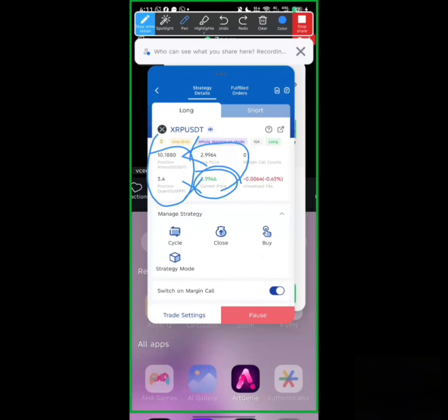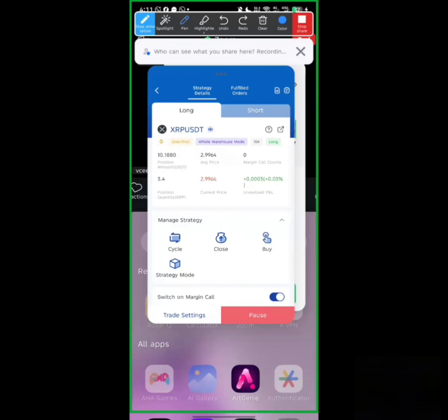It's that simple. So if you multiply this 3.4 by the current price, it will give you this amount. I hope you understand. So now you can see everything is there. The trade has started. My 10x leverage is there. My everything is there.